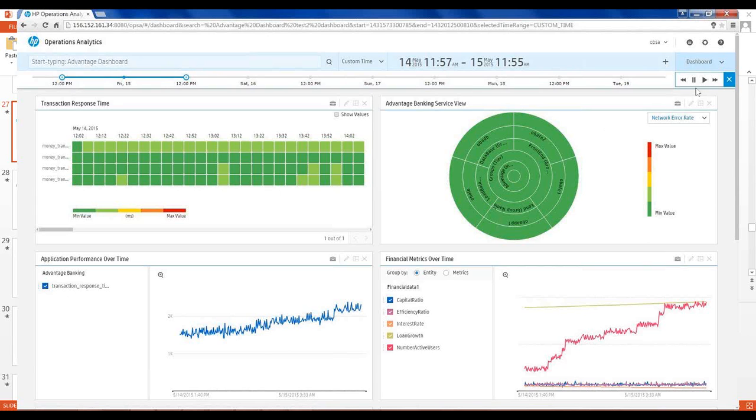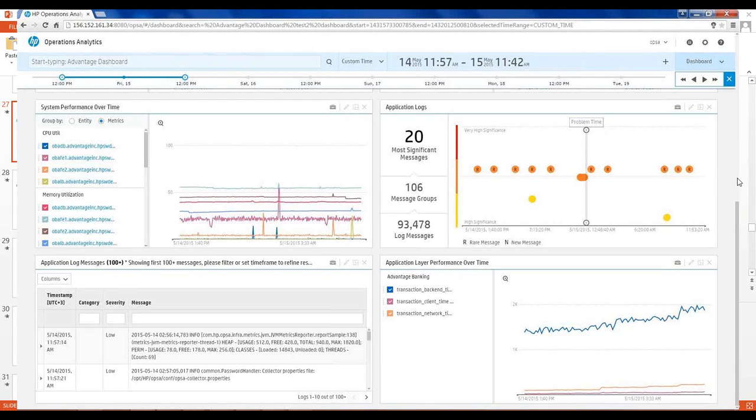So now we can pause our time machine and we can go down in the same dashboard just to see more information, more panes showing more information on the same application. So here you can see the log analytics. And this is the log analytics focusing on hosts serving this specific application. And also, using the time machine, now we are focused on the specific time range around the problem time.